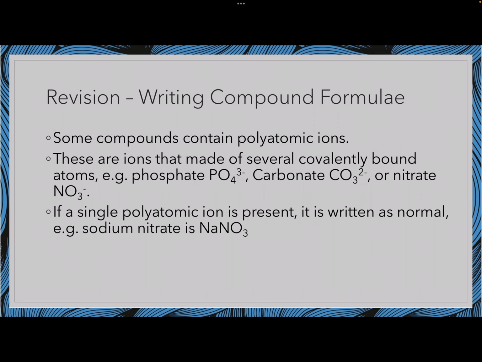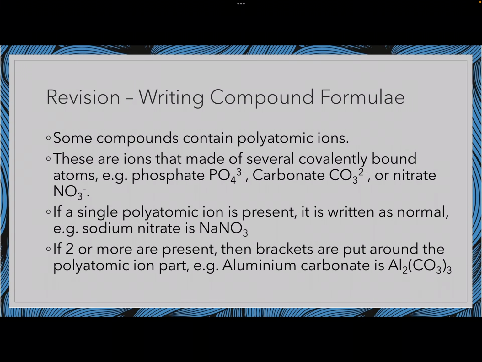Now, if a single polyatomic ion is present in the formula, it's written as normal. So NaNO3 is sodium nitrate. But if we have 2 or more, we put them in brackets. If we had aluminium carbonate, we put the carbonate here in brackets. Carbonate is CO3, but we've got 3 of them. Again, just like algebra, that's 3 carbons and 3 times 3 oxygens in that whole molecule. But we say it's 3 carbonates.